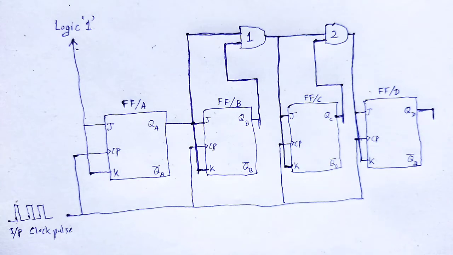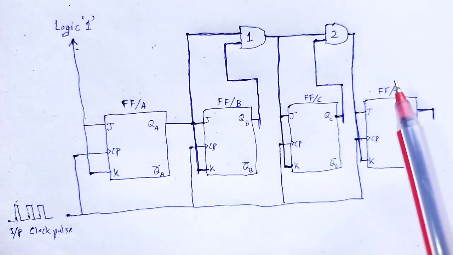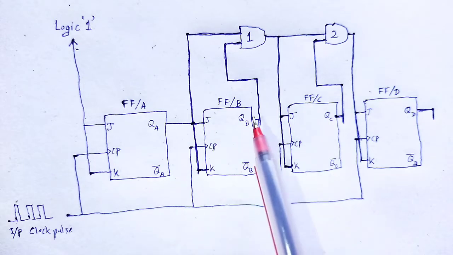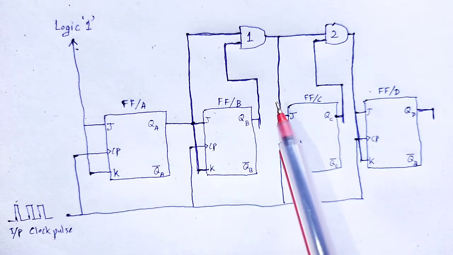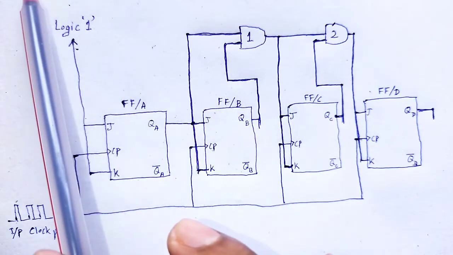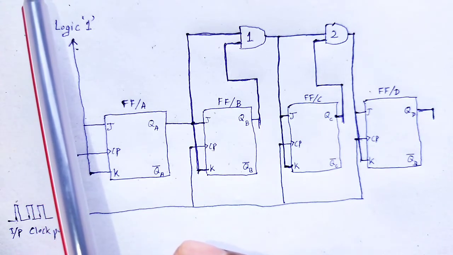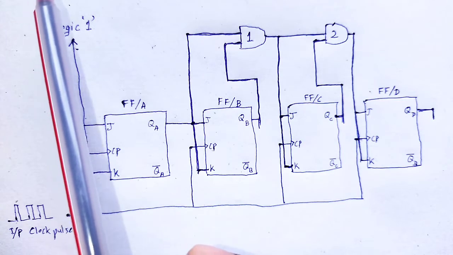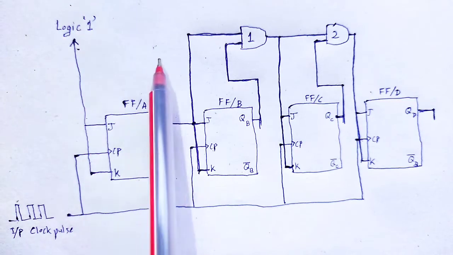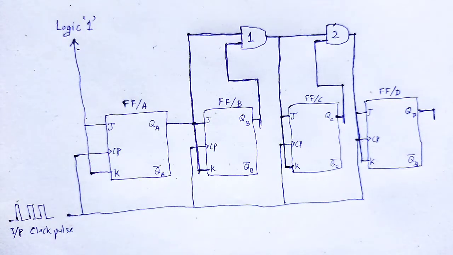Here we consider a 4 bit synchronous counter, which is to count clock pulses applied to it, and that figure is a binary up counter. The word up is assigned to that counter as per its counting sequence, because it is supplied to count the binary sequence in ascending order.